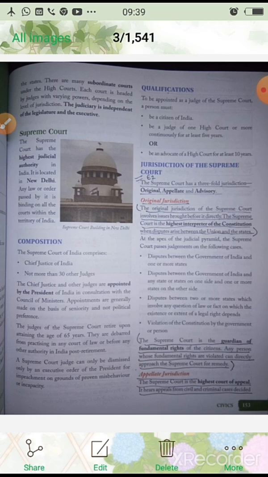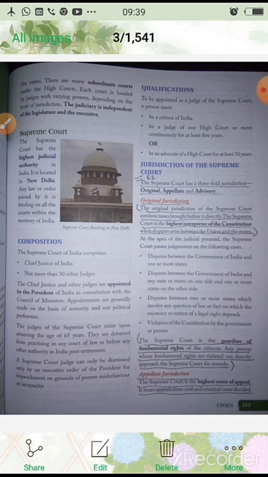First, disputes between the Government of India and one or more states, that whenever disputes arise between the Government of India and one or more states, who looks into that matter? That is, whether the dispute, that favor has to be given to which party. So who looks into that matter? The Supreme Court only, whenever a dispute is there between the Government of India and one or more states.